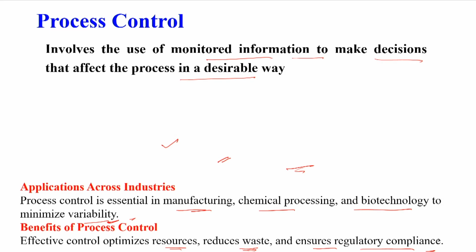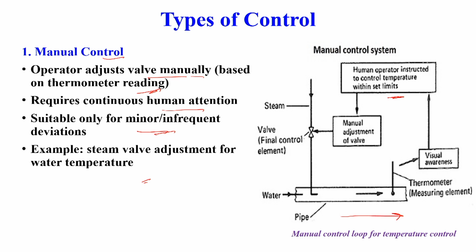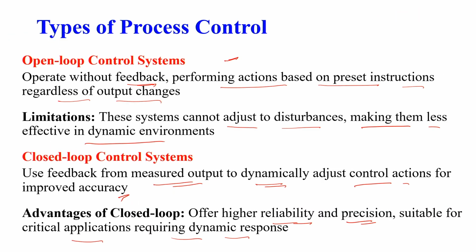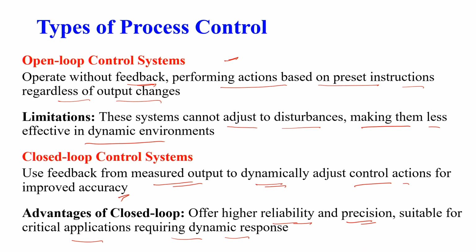Now, what are the different types of process control? We discussed that it can be manual control or automatic control, and they can also be classified as open loop systems or closed loop systems. Automatic control comes under the closed loop systems, and manual control comes under the open loop systems. So, I will stop here.